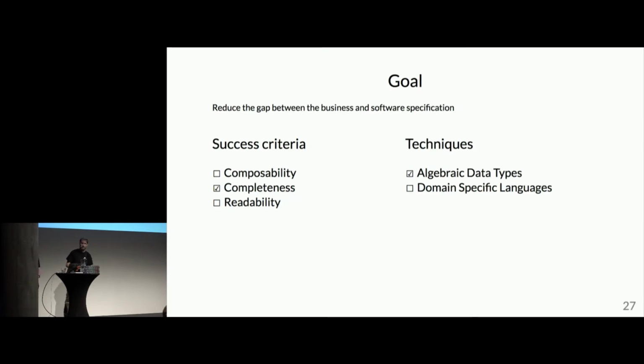Cool. So if we go back to our checklist and where we're at currently, our goal was to reduce the gap between software specification and the business. We've talked about ADTs now, and we've shown that they give you completeness. So now let's see what other success criteria they can give us.